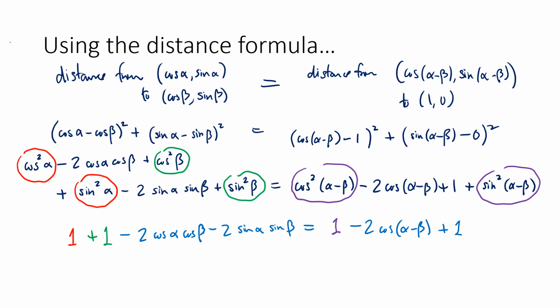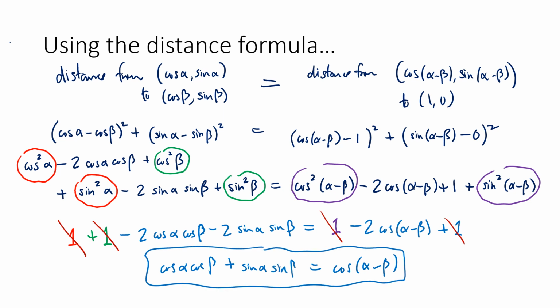Now I'm going to subtract 1 from both sides twice. I'm going to subtract 1 from both sides, that gets rid of those. I'm going to subtract 1 from both sides again, that gets rid of those. And then everything has a negative 2, so I'm going to divide both sides by negative 2. That gives me the cosine of alpha minus beta is equal to the cosine of alpha times the cosine of beta plus the sine of alpha times the sine of beta. And that's my formula for the cosine of the difference between two angles. So it's really just using the distance formula and some algebra.